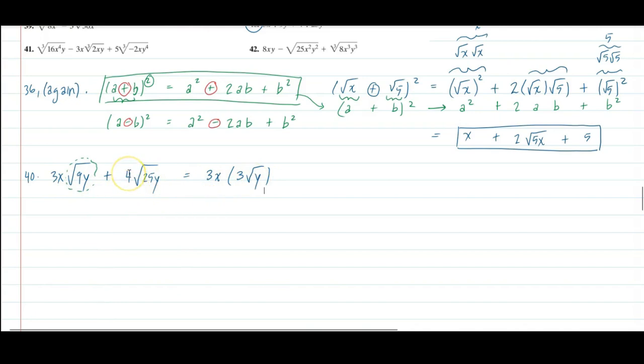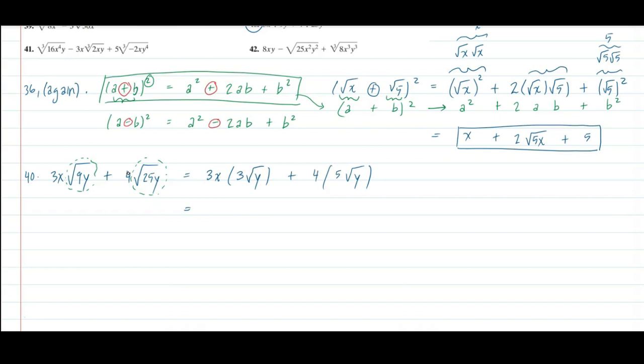Now let's look at the other one, which is the root of 25y. Does 25 have a perfect root? And so you end up with 4 times 5 root y, because the perfect root of 25 is 5, but the y cannot move out of that second root, so it needs to stay there.